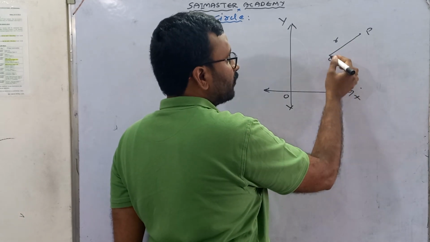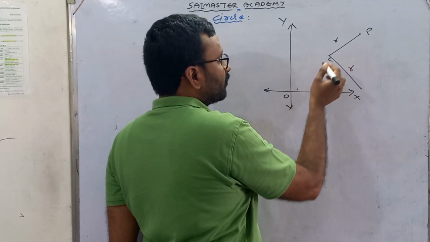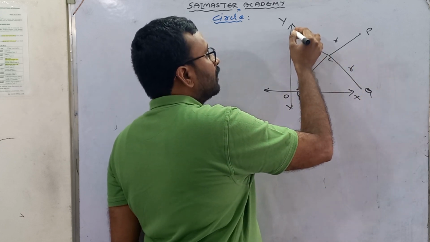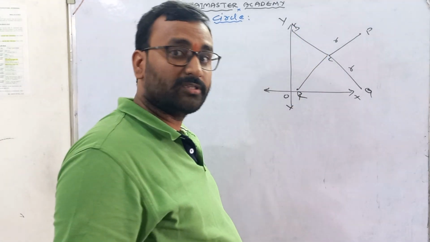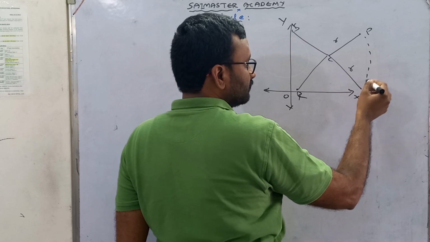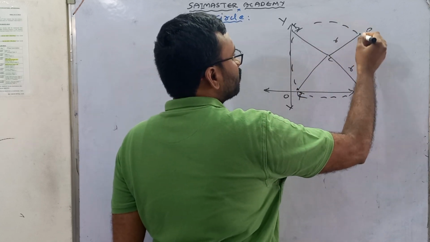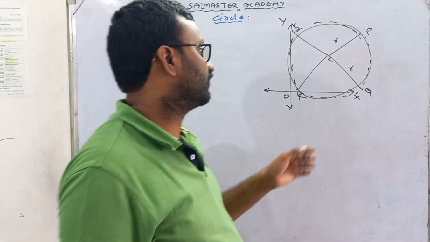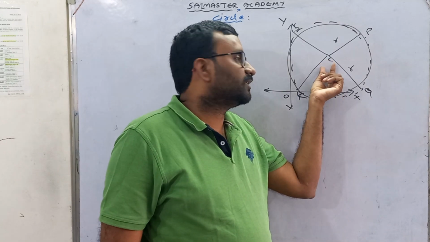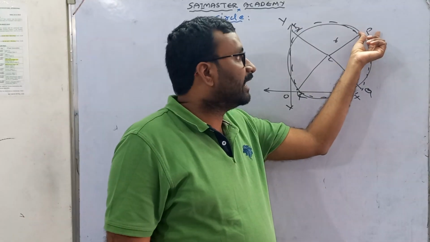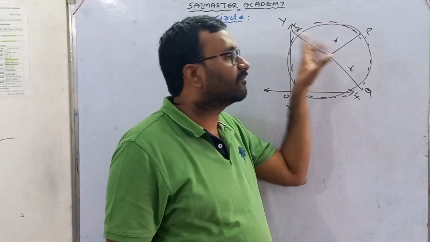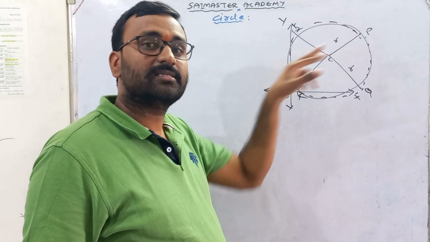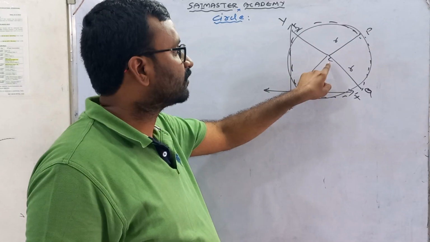I am taking one more point on this side with the same distance, and another on this side, say P, Q, R, S. Like this we can take not only 4 points but infinitely many. If you join all these points, you get a locus called a circle. So the definition: the set of points which are at equal distance from a fixed point.